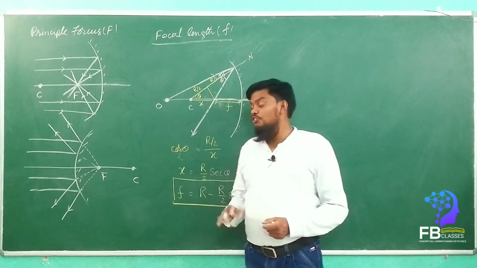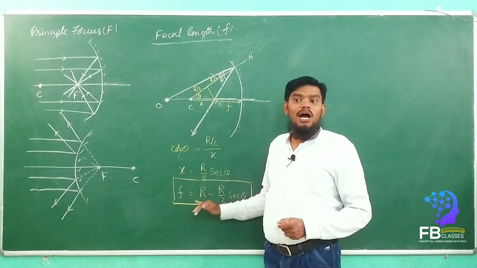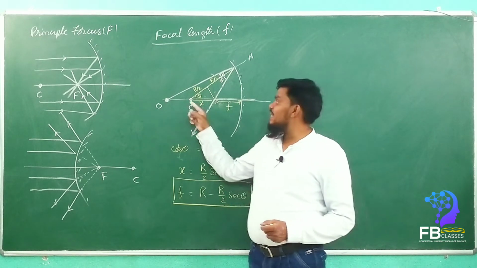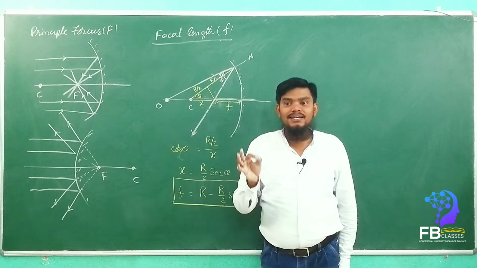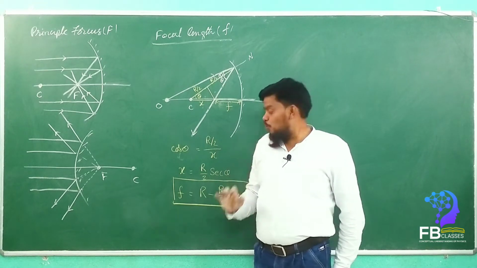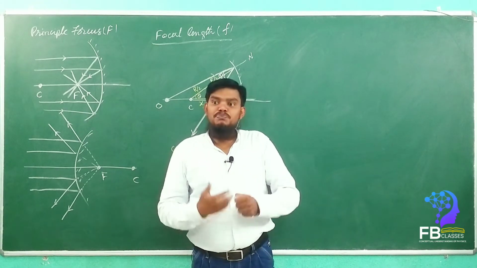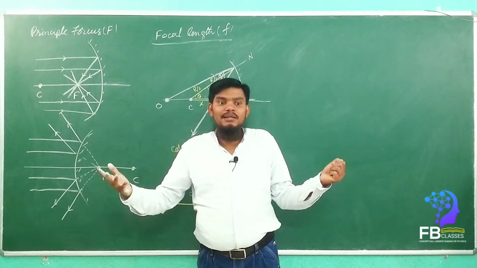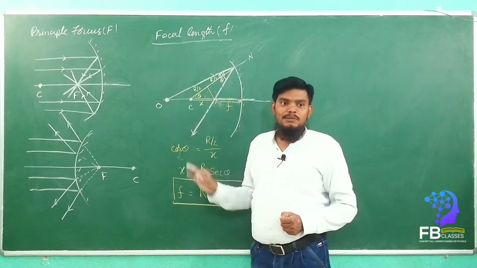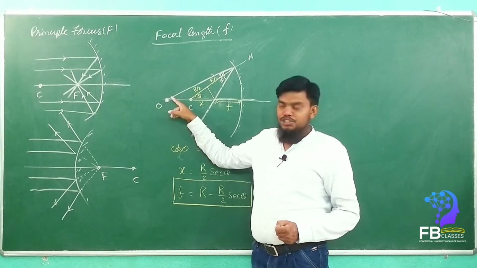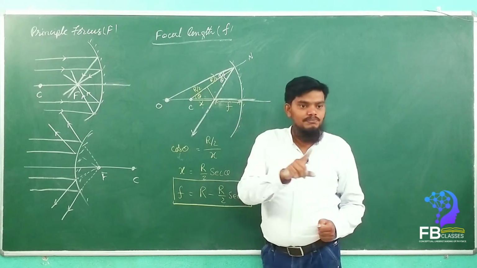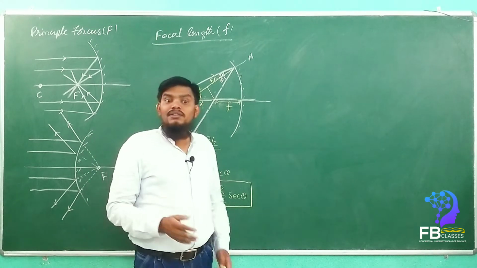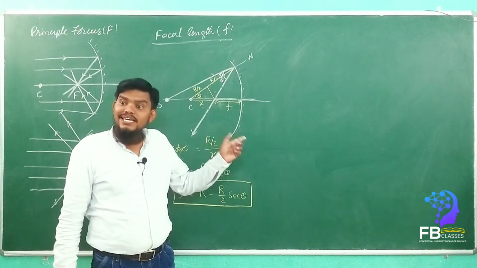Wherever we are saying that f is equal to r by 2, that means the rays are paraxial rays. So paraxial rays, how many ways can we say paraxial? See, if it is mentioned in the books as paraxial lines, then we assume that the rays are nearer to the principal axis. If we mention theta is small, then we have to understand that he is saying about paraxial line.